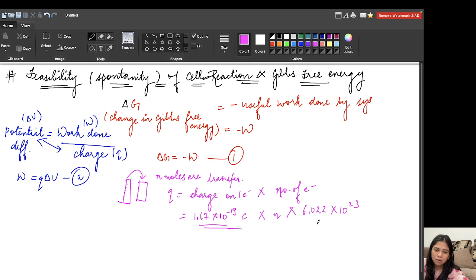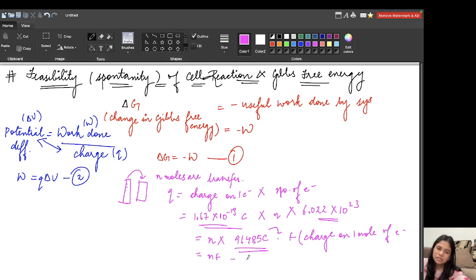When you calculate this roughly, it will come out to be n into 96485 coulomb. And this is called a Faraday. This is the charge on 1 mole of electrons. So we can just write it as nF. This is your third equation.